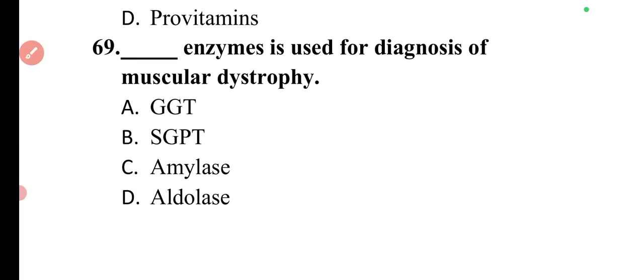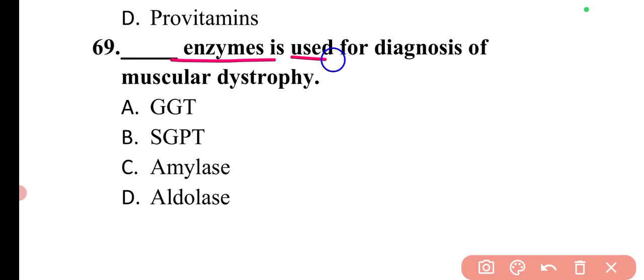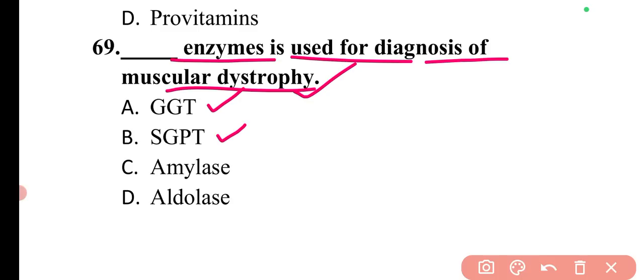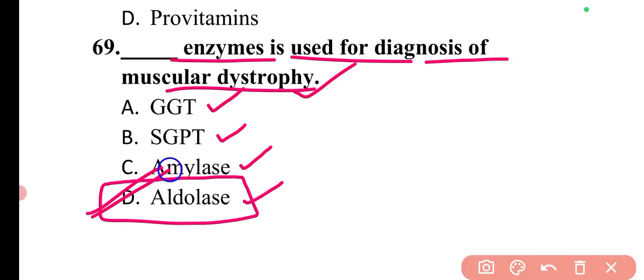Next question is, dash enzyme is used for the diagnosis of muscular dystrophy. Options are GGT, SGPT, amylase, or aldolase. And the correct answer is option number D, aldolase.